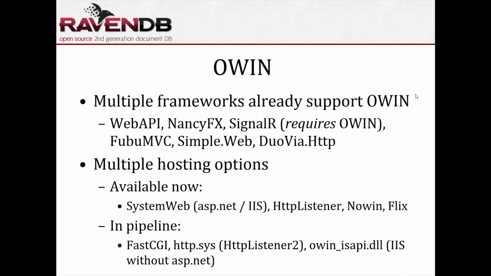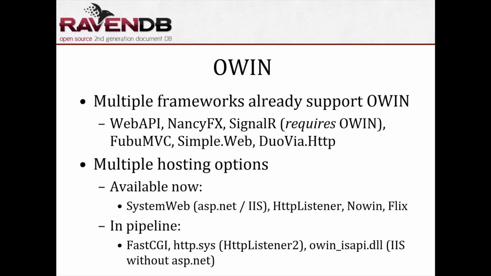Let's have a look at what frameworks already support OWIN. So we have Web API support. Web API was developed before the Katana components were built. It does have a very similar kind of pipeline, so it's very easy to create adapters for that. Nancy FX, which has supported OWIN from the beginning, and the most recent version of SignalR requires you to use OWIN. And then of course we have FubuMVC, Simple.Web, Gio via HTTP, and a number of other both popular and not quite so popular frameworks out there.